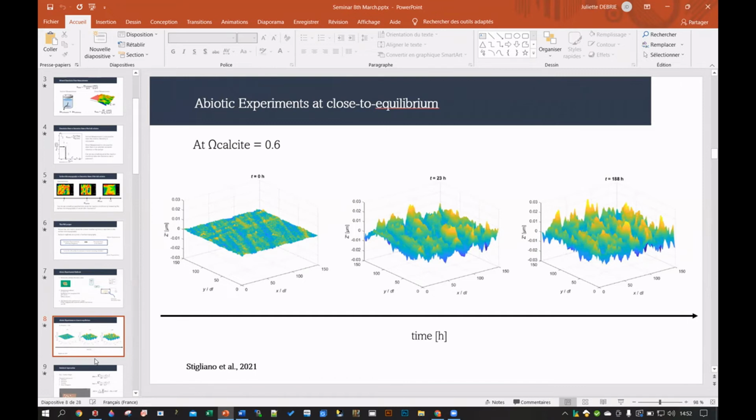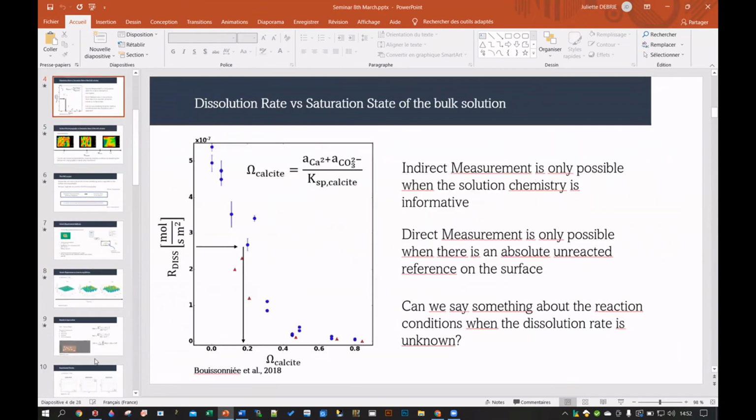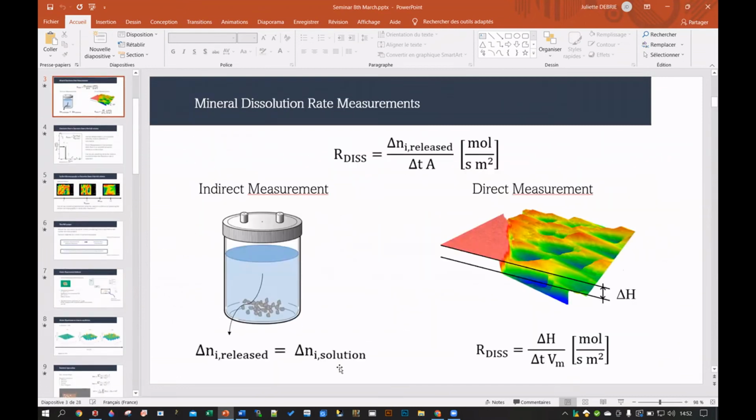Yeah, no, actually there is still dissolution happening. If you look at this surface, if you have an absolute reference, when your dissolution starts, this surface keeps going down, but just the surface roughness doesn't increase anymore. So yeah, it keeps going down with time.